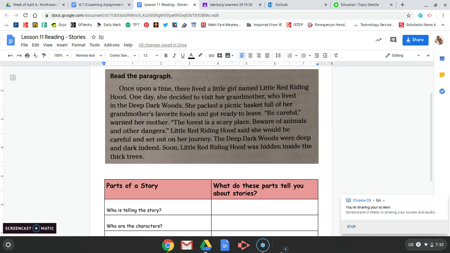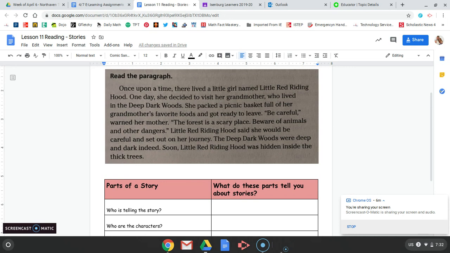Be careful, warned her mother. The forest is a scary place. Beware of animals and other dangers. Little Red Riding Hood said she would be careful and set out on her journey. The deep, dark woods were deep and dark indeed. Soon, Little Red Riding Hood was hidden inside the thick trees.